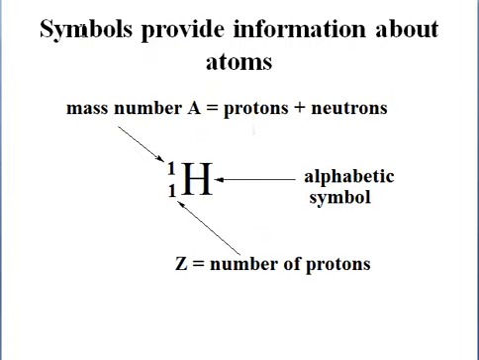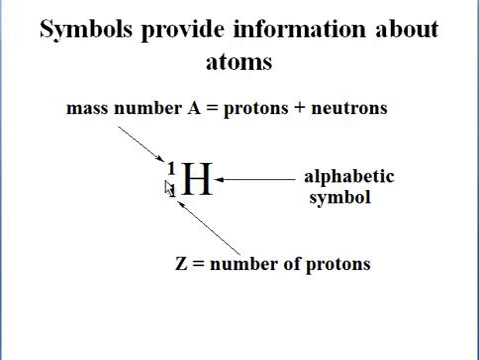We use symbols to provide information about atoms. For example, you'll see an alphabetical symbol C in the box for carbon. If you look elsewhere in the table, up at the top left, you'll find the box for hydrogen, which has the alphabetic symbol H. If you write a symbol for a hydrogen atom, you should start with the alphabetic symbol H and include a subscript over here, which is equal to the number of protons.